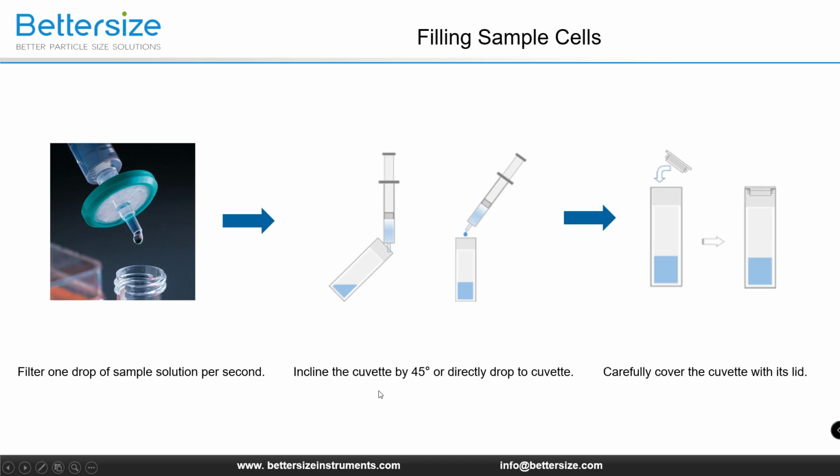Filter the rest of the solution into the disposable cuvette either by inclining the cuvette by 45 degrees or by dropping directly into the cuvette. Inclining the cuvette minimizes the formation of air bubbles, but it requires the cell wall to be extremely clean. Directly filtering droplets into the cuvette prevents contact with the cell walls but might form air bubbles. Therefore, one should perform filtration carefully with either method. After filling the cuvette with the solution to the desired height, carefully cover the cuvette with its lid and place it into the sample holder.